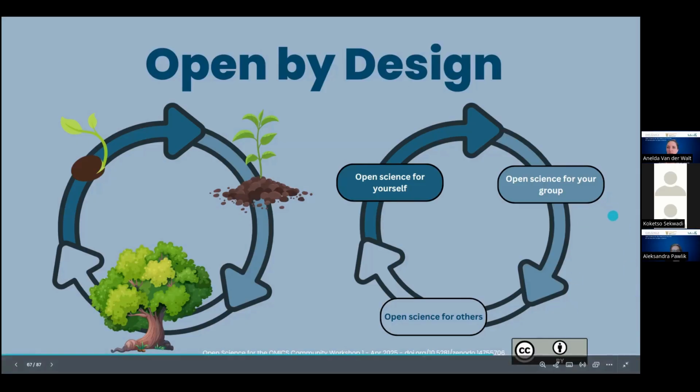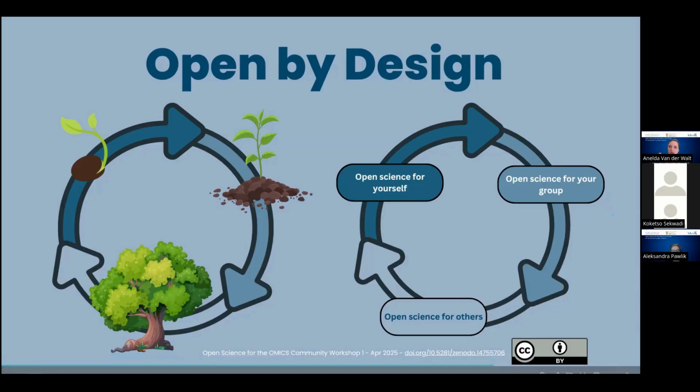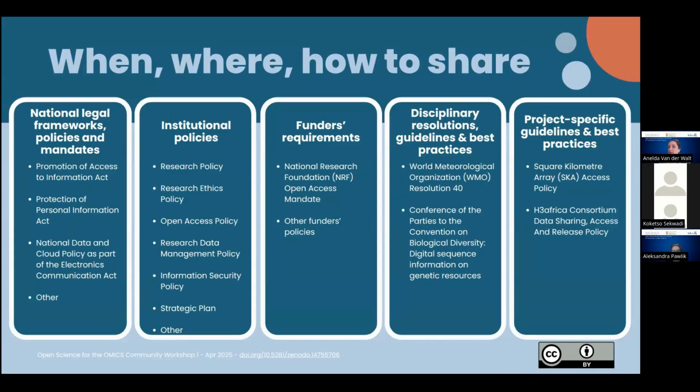So when you think of open science, you can kind of think of it in these three layers. So if I do this, how will it benefit me? How will it benefit the people that I collaborate with? And how will it impact people that I don't even know? So there are many things that you can consider when you are thinking about opening up your data.